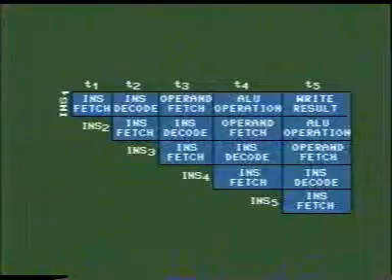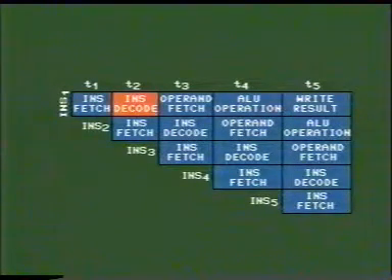Pipelined architecture. Conventionally, a single CPU performs all the operations for instruction execution sequentially. Instead of that, different operations such as instruction fetch, instruction decode, operand fetch, ALU operation and write result can be performed by different units in an overlapped manner as illustrated in the diagram.